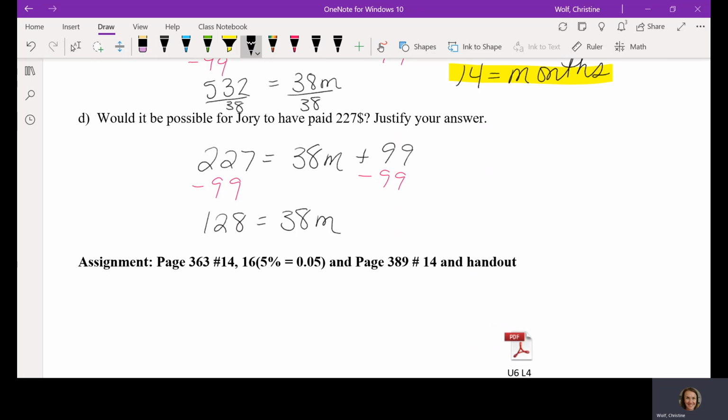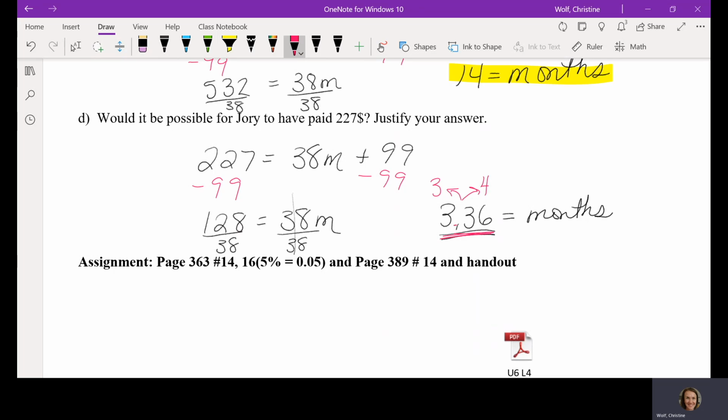Now, if you divide each side by 38, on the left-hand side, you get 3.36 equals the number of months. Now, I already explained earlier that you can only pay for a month in full. So he would have had to either pay for 3 months or 4 months in this situation, but he would never have paid for 3.36 months.